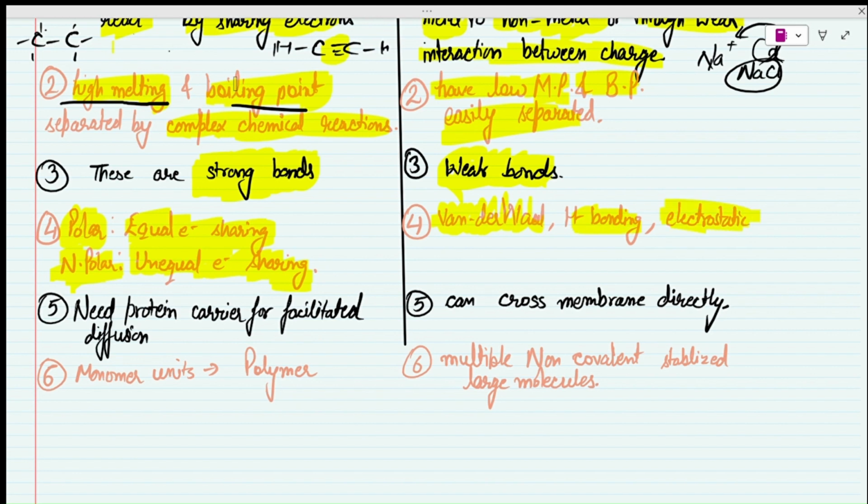And fifth point is the need protein carriers for facilitated diffusion. And if you talk about the cell and these atoms want to enter the cell, then they need facilitated diffusion, which have proteins so that they can go inside the cell. And regarding these atoms, they can cross the membrane directly. And sometimes if the molecule is a little heavy, then they also need some transporters as well.